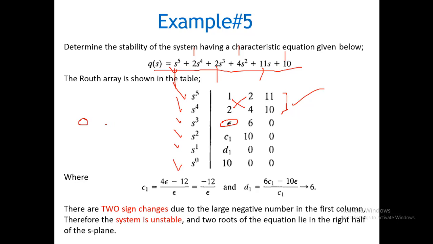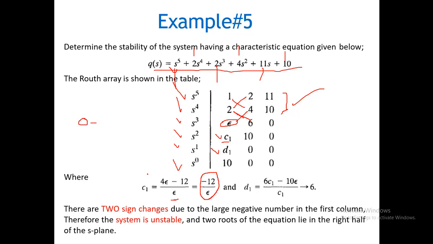So the solution is to substitute this 0 with epsilon. You have done that, and in the next step you won't be using any values; instead you will be using some variables, and this C1 and D1 will be mentioned over here. The value of C1 will be 12 epsilon minus 12, divided by epsilon, and if you solve this, you get the value minus 12 divided by epsilon.